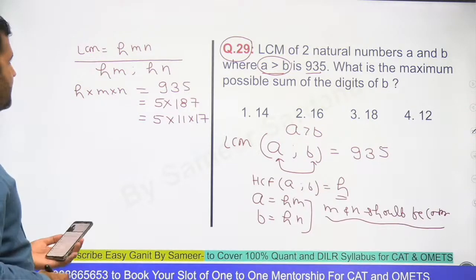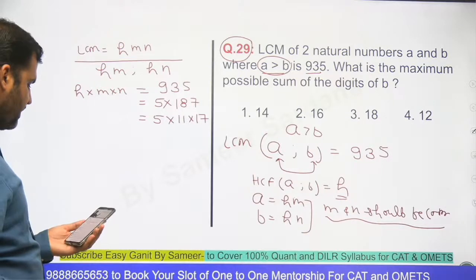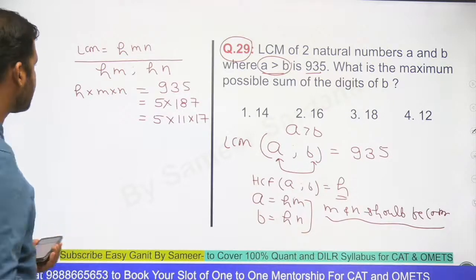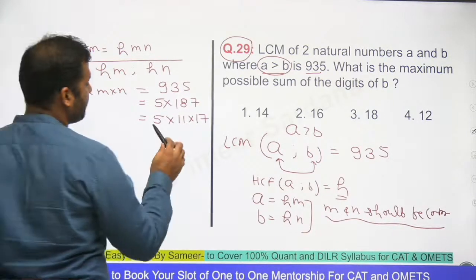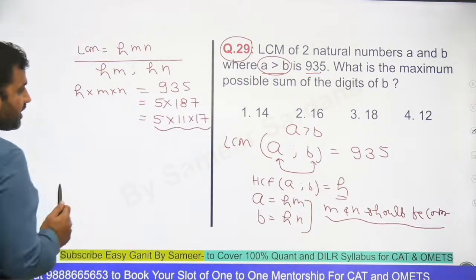Am I right or wrong, guys? Is this point clear to everybody? ये समझ में आ गया बच्चों? 5 into 11 into 17, right? That's the LCM of the numbers, right?